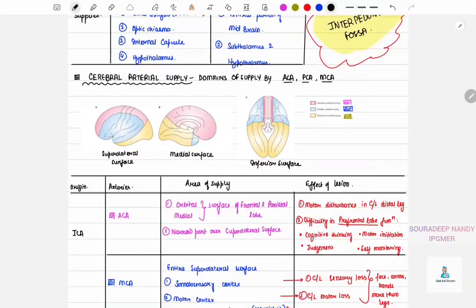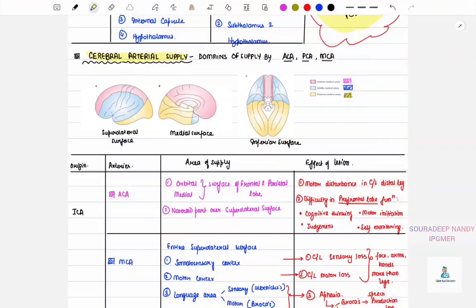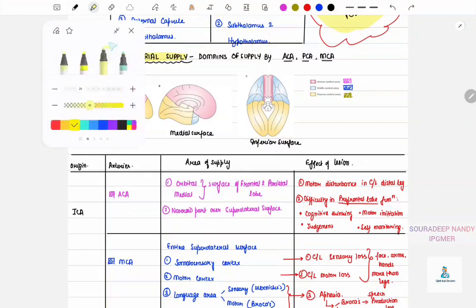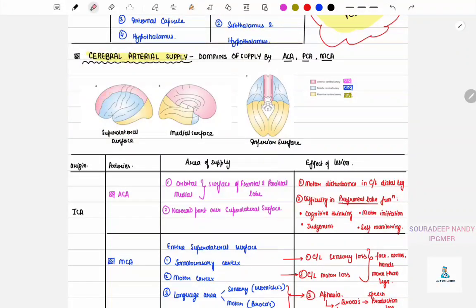Now let us discuss the most important part of this topic, that is the cerebral arterial supply, the domain of supply by the anterior cerebral artery, posterior cerebral artery, and middle cerebral artery. First, you can see the distribution or area of supply of the anterior, middle, and posterior cerebral arteries. For the anterior cerebral artery, the region supplied is mainly the medial surface and the orbital surface. The area of supply is the orbital and medial surface of the frontal and parietal lobe, and a narrow portion of the superolateral surface. These are the parts supplied by the anterior cerebral artery.